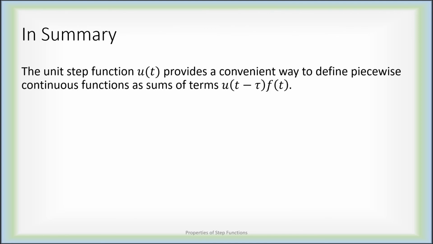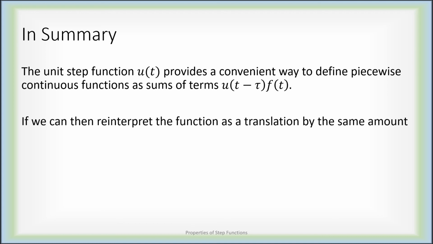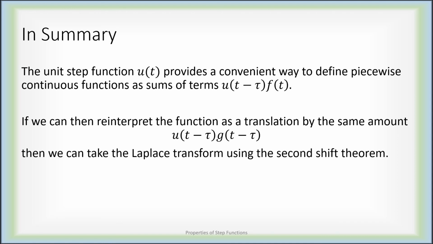So altogether, what did we discuss? The unit step function, u(t), which transitions from 0 to 1 at the origin, provides a convenient way to define piecewise continuous functions as sums of various terms involving these shifted step functions. If we can then reinterpret the function f(t) as being translated by the same amount, in other words, call it u(t - tau) times g(t - tau), then we can take the Laplace transform using the second shift theorem.